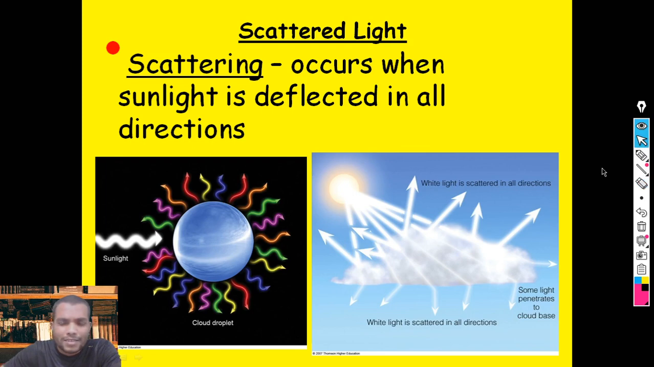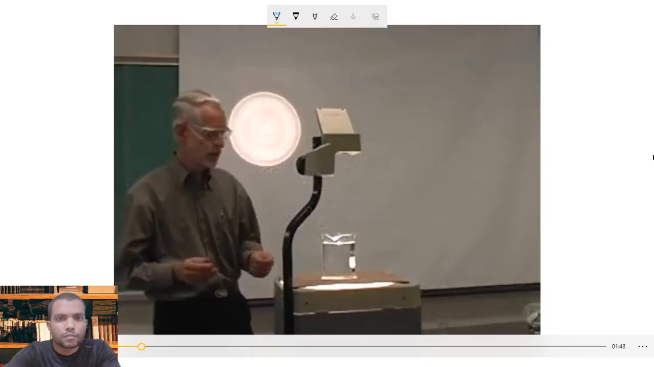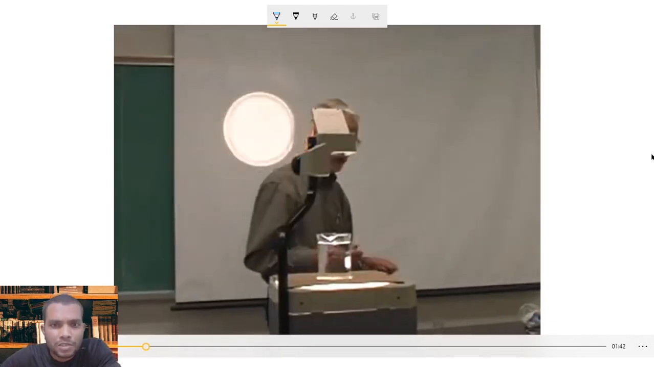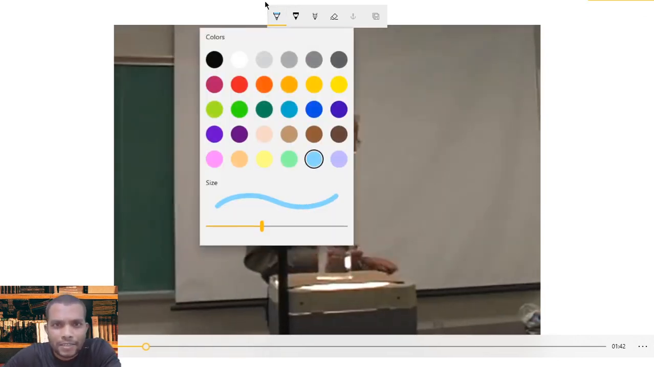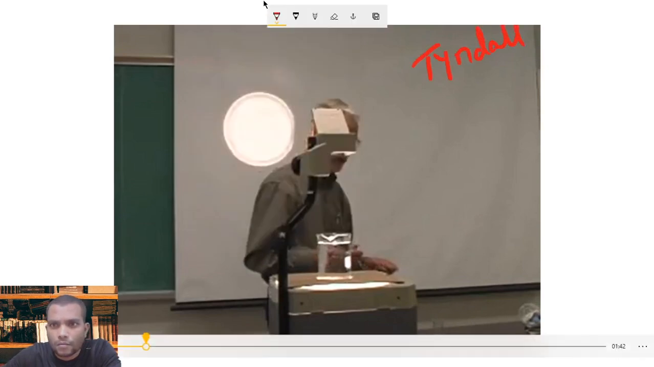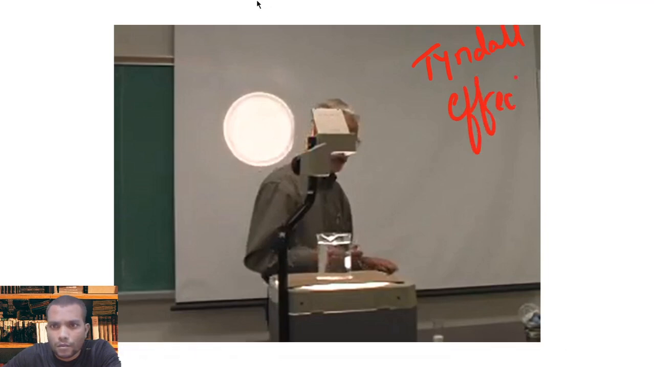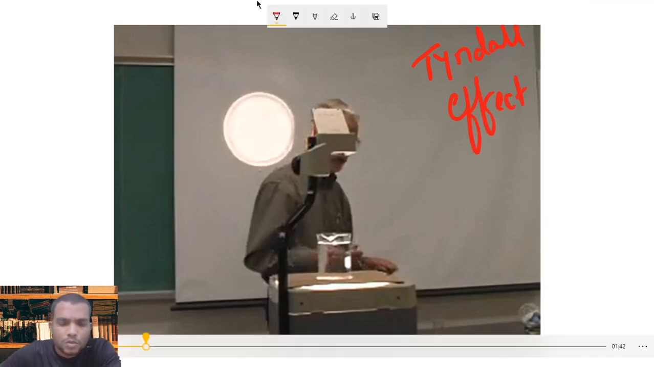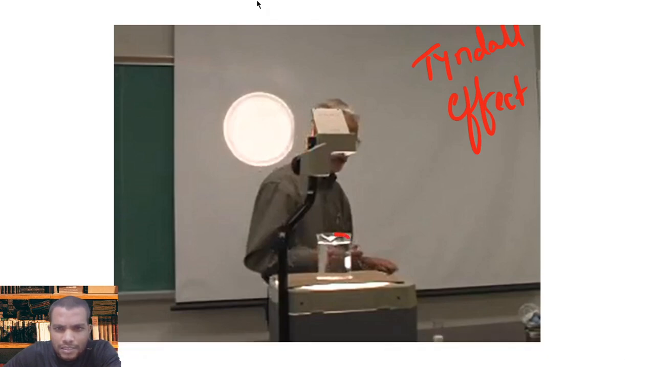So to make you understand this, let me first explain one effect which we already know, that is nothing but the Tyndall effect. Here I am going to show a virtual demonstration regarding the Tyndall effect. So here we have taken clear water.